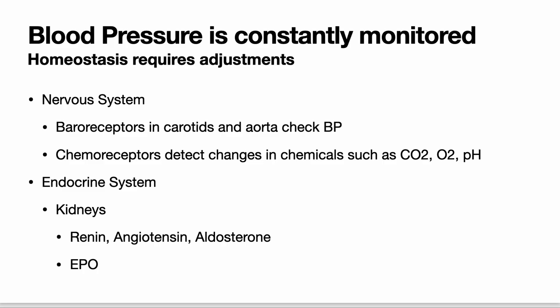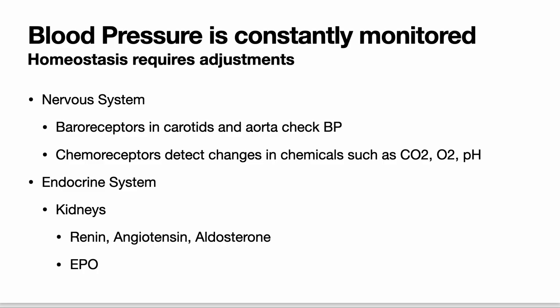All right. So your blood pressure is constantly being monitored by your nervous system. It's important for homeostasis, right? You need your heart pumping out enough blood to meet your bodily requirements for oxygen and glucose and everything else. So your nervous system has a few ways to monitor your blood pressure. One way is through baroreceptors, which are located in places like the carotids and the aorta, and they are checking blood pressure constantly and communicating with the brain. We're going to have cardiac centers in the medulla oblongata. That's where that information is being integrated and processed.